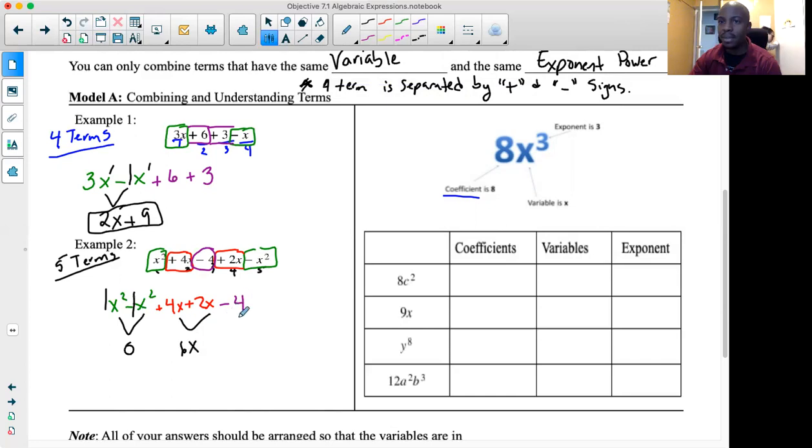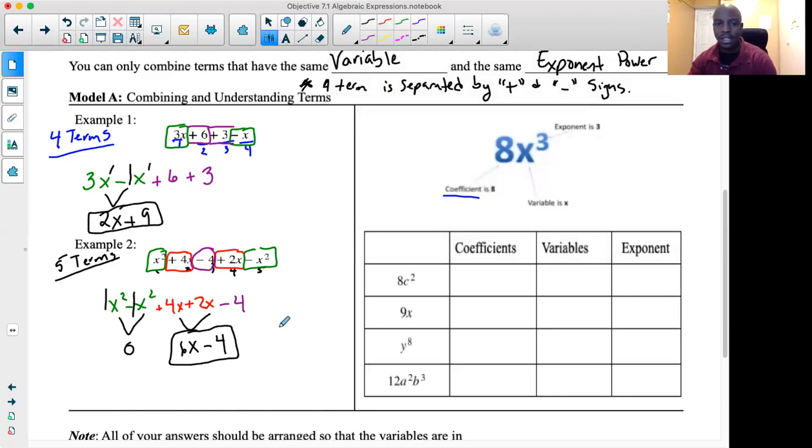And we have to keep this actual constant as well, which in this case is minus 4. Notice I said it's a constant. It is a number, but we bring that number down because it's by itself. It's considered a constant because it doesn't have a variable next to it. All right, so our answer here will be 6x minus 4.